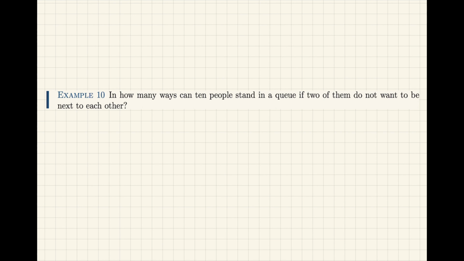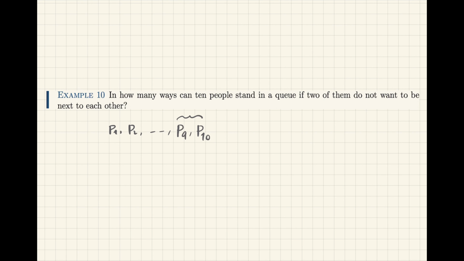First of all, in how many ways can I arrange these people if I do not have any restrictions? For example, let me call these people person number 1, person number 2, person number 9, and person number 10. Assume that these 2 people have some problems. They don't want to be next to each other.